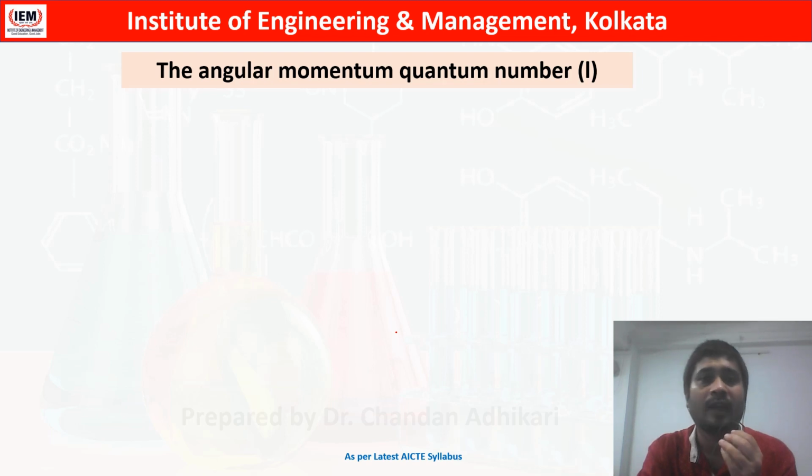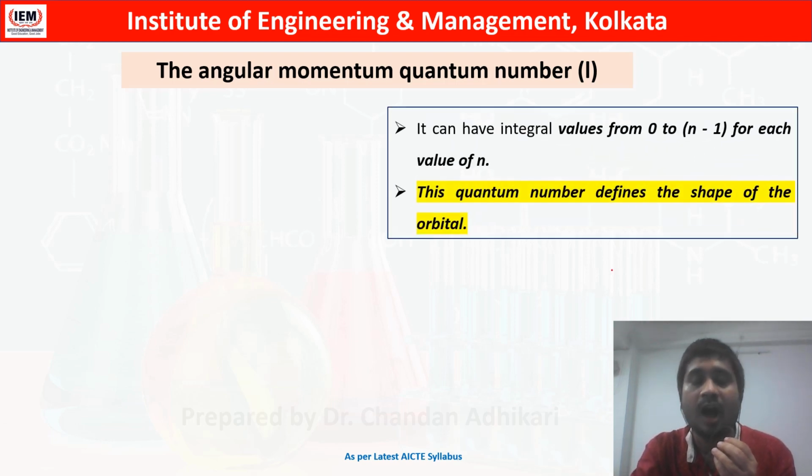So what is the angular momentum quantum number then? It tells about the shape of the orbitals, or it tells the angular momentum of the electrons. How can it have values? If the value of n is 2, then l will be 0 and 1. That means it can have values from 0 to n minus 1. Whatever value n has, the l value will be 0 to n minus 1 for each value of n.